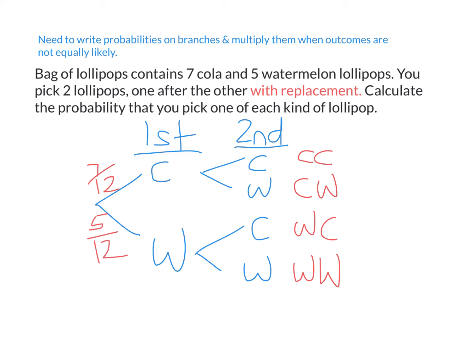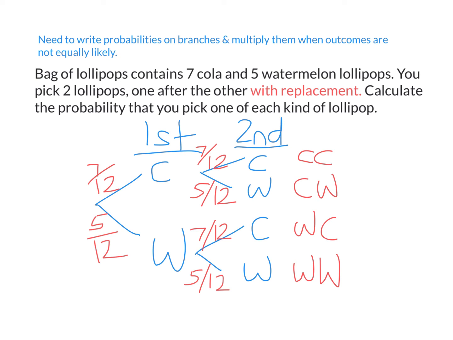Because they're picked with replacement, if you pick a cola the first go, then I replace it with another cola, it means that the probabilities don't change. So on the second go, you'll still have 7 over 12 probability of cola and 5 over 12 of watermelon. This is what I meant on the first slide, where I mentioned that with replacement means the probabilities don't change at each stage. You'll see in the later video, if this was done without replacement, the probabilities on the second go would change. Okay, so we've still got our 4 outcomes.